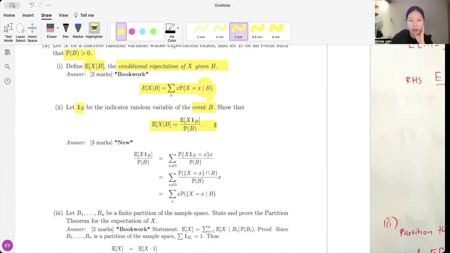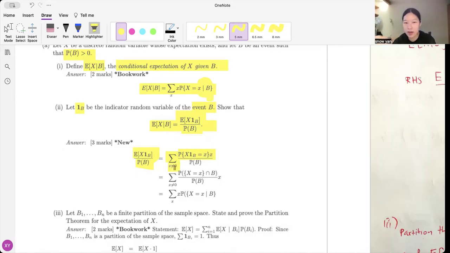Part two, let I_B be the indicator random variable of event B. Show that this is the case. Okay, so we see that over here, we're going to go with the right-hand side because it's more complicated, and simplify it down to the left-hand side, because it's hard to know what to expand out, but if we want to shrink it down, it's relatively easier and we know what we need to do. So on the right-hand side, we start off with this. We just expand out the definition of the expected value, so that it would be the sigma of x times the probability of that happening with the indicator equals x, right? And specifically, we chose that x does not equal 0.